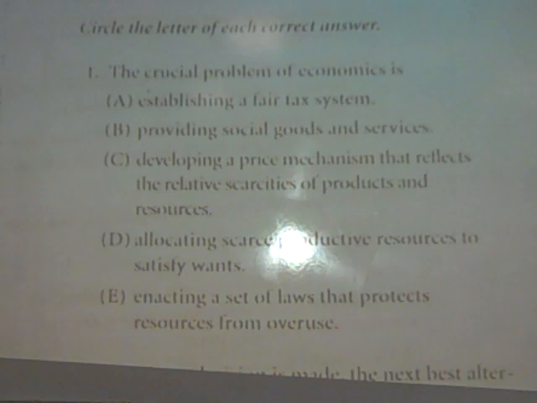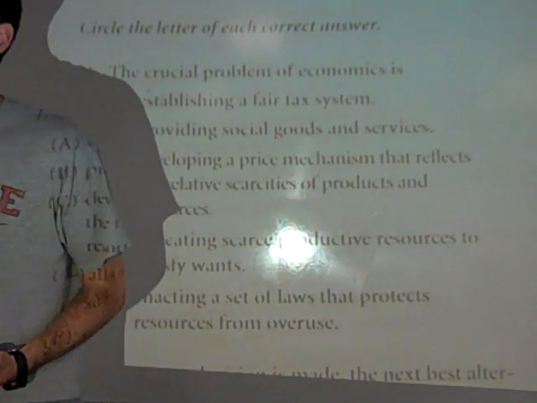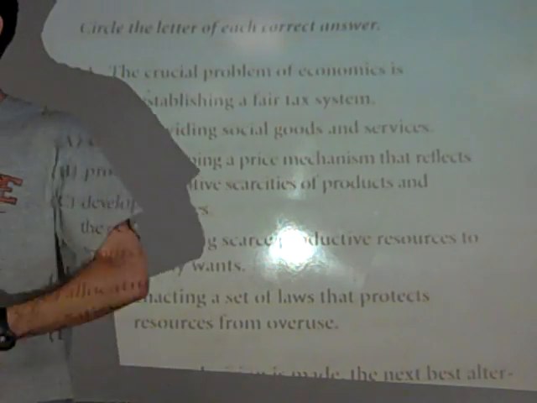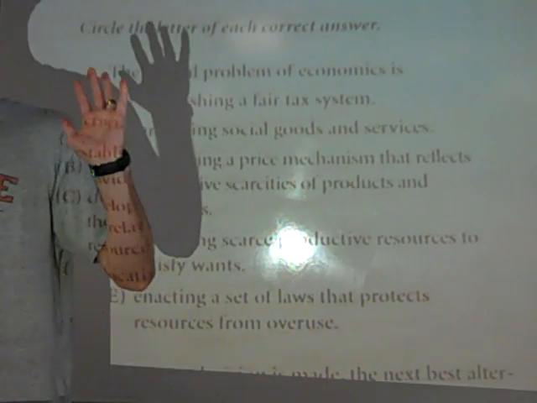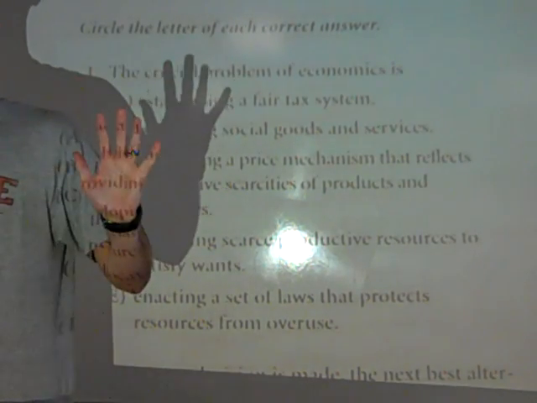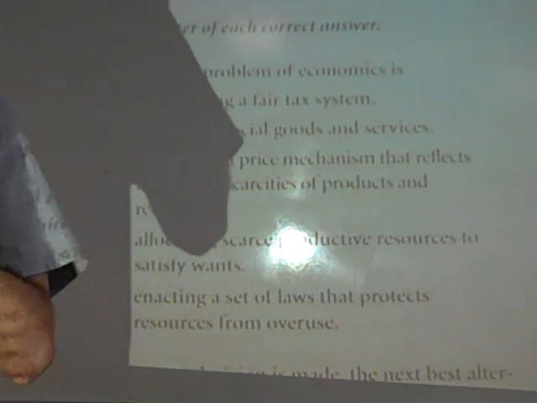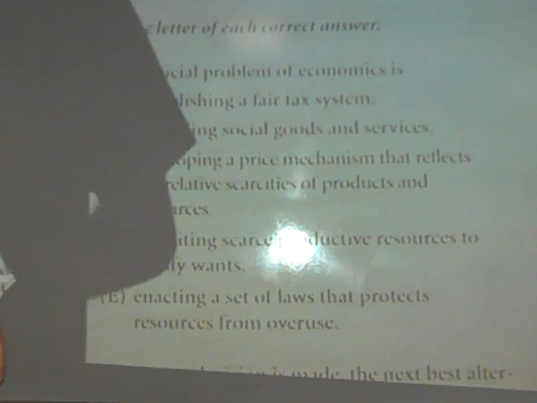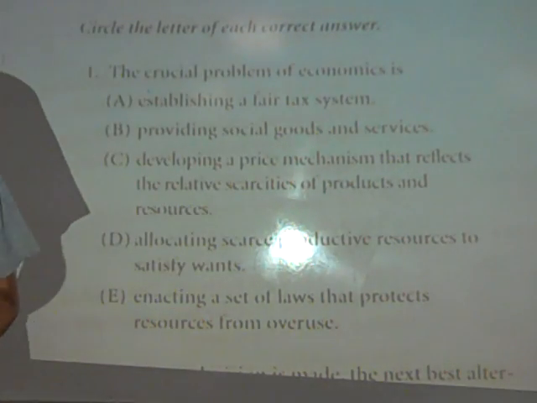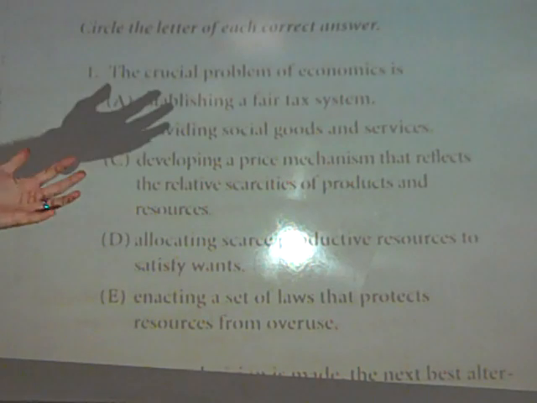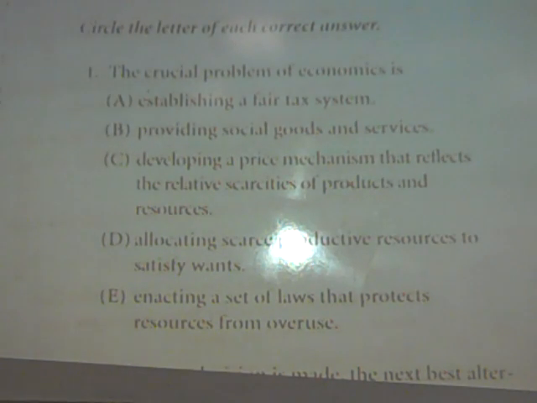The crucial problem of economics is decision making. The reason we have to make decisions is because we have limited resources and unlimited wants. That's the crucial problem. It's not anything else. We have scarce resources. Scarce actually implies both limit and desirability. Scarce resources and unlimited wants. Those are the two fundamental assumptions that drive the fundamental problem of economics. And that leads to other questions that we have to ask and answer.